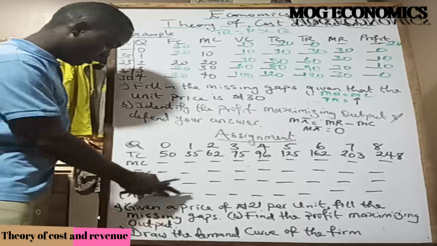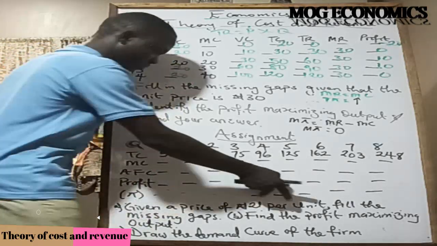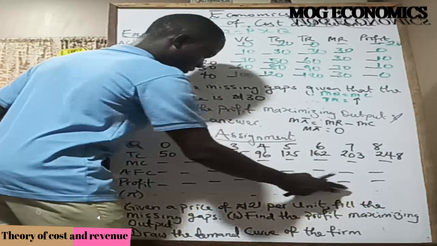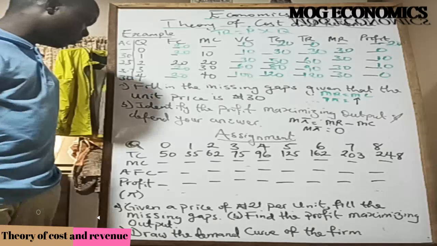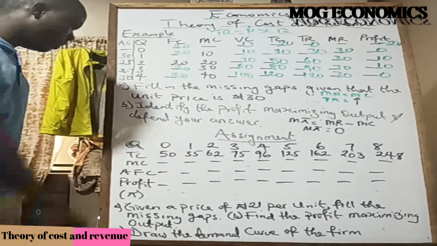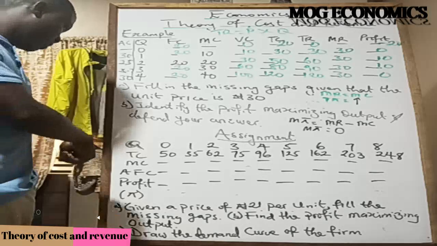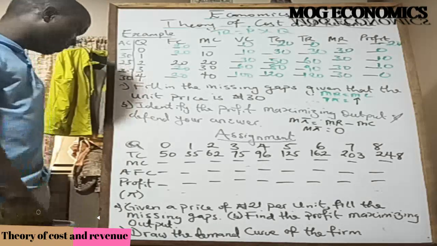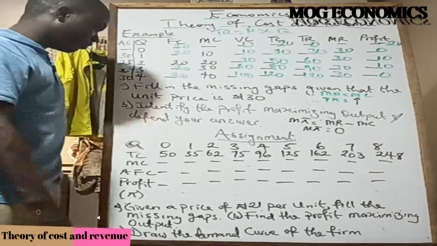Profit is the same as pi. Given that the price is 21 naira per unit, fill the missing gaps. Then B, find the profit maximizing output. If there's any detail you need to get the maximizing output that is not here, include it by yourself. Then C, draw the demand curve of the firm.